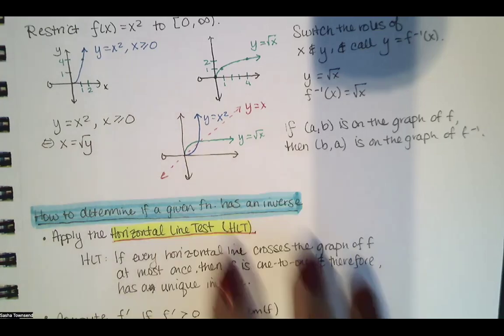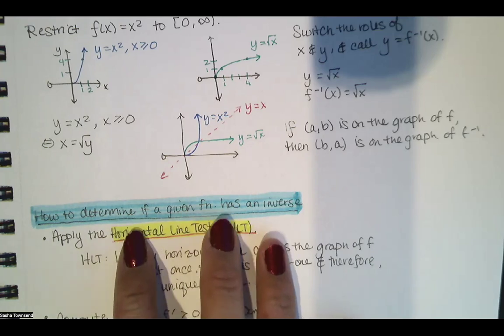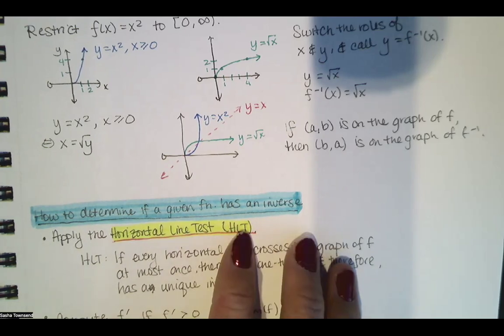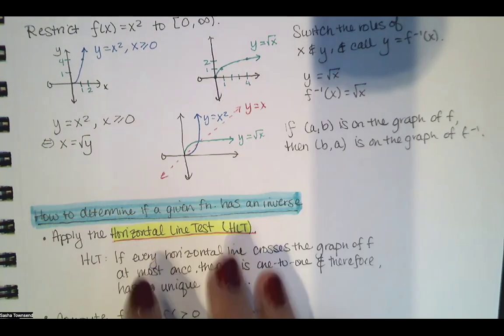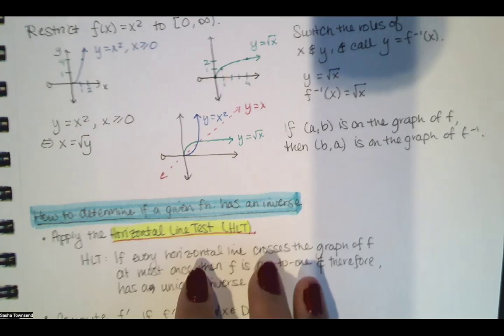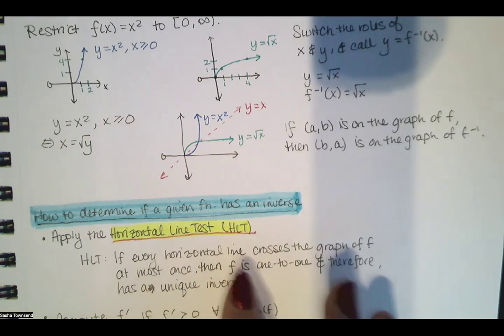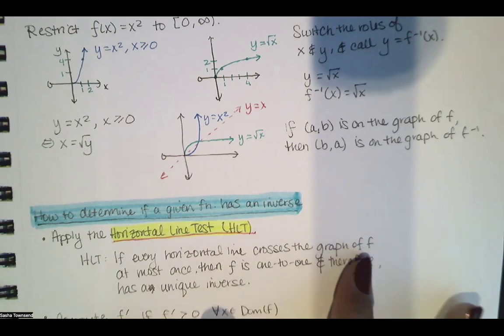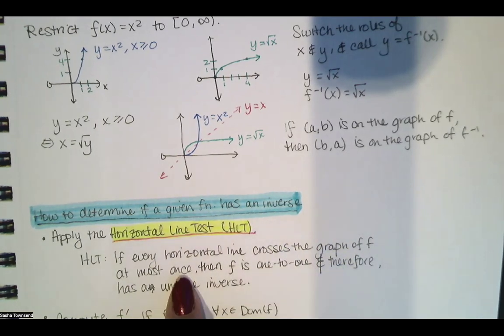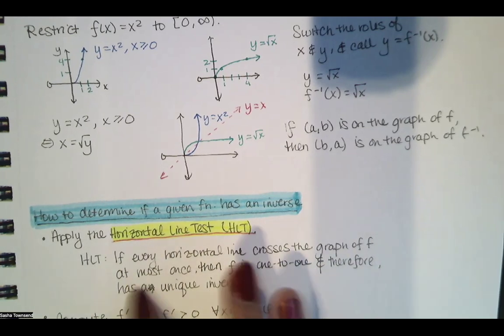Okay, so that was a specific example. So how do we determine in general if a function has an inverse? Well, in our specific example, we applied the horizontal line test. This is a pre-calc concept. It says that if every horizontal line crosses the graph of f at most once, then f is 1 to 1 and therefore has a unique inverse.